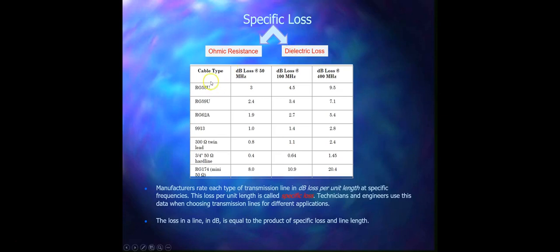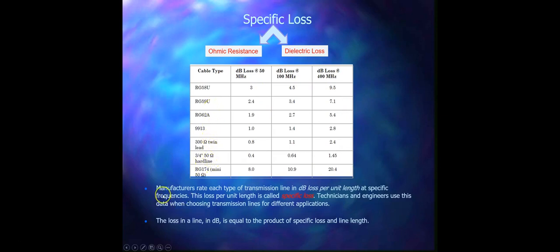Now here you see different types of cables named, and these three columns represent the losses at different frequency levels. At 50 megahertz you have these losses in dB, at 100 megahertz these are the losses, and at 400 megahertz you will get this much loss for these cables.